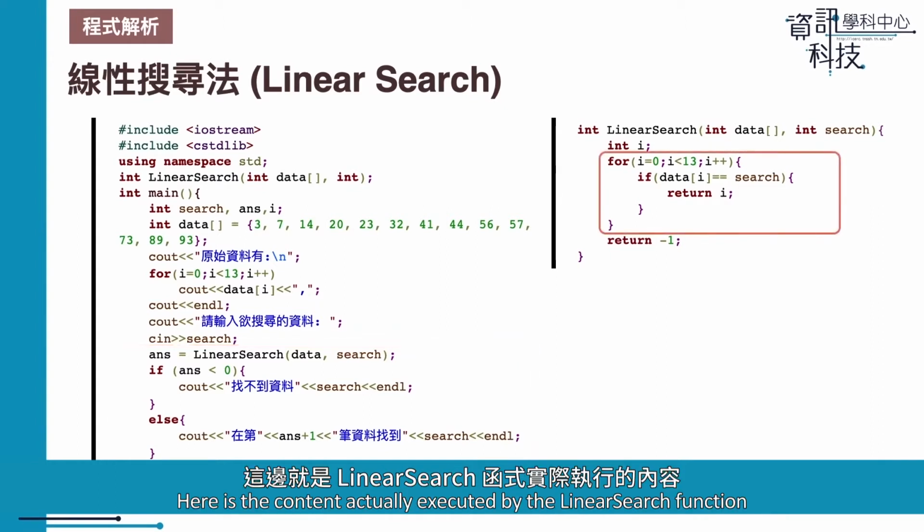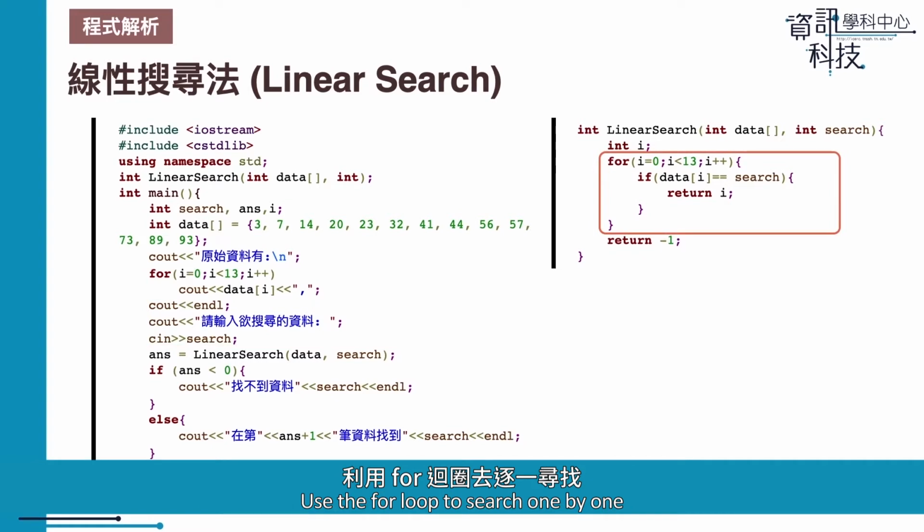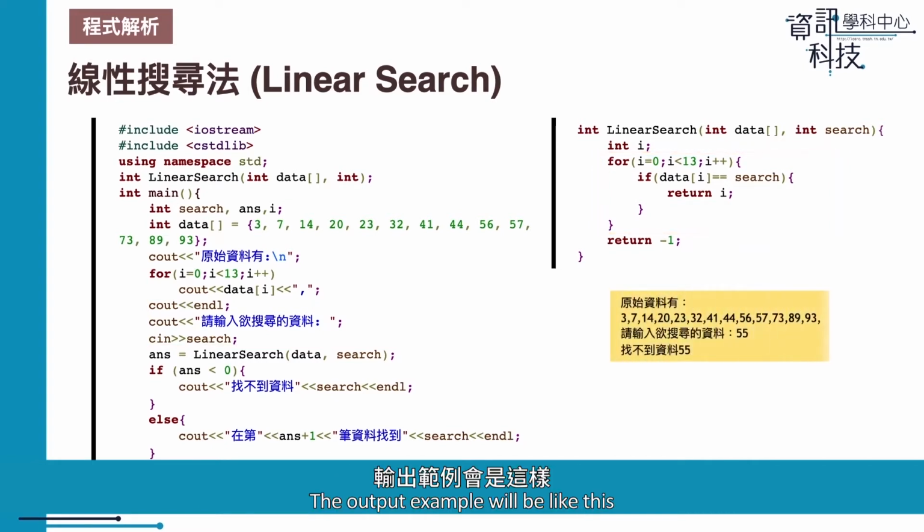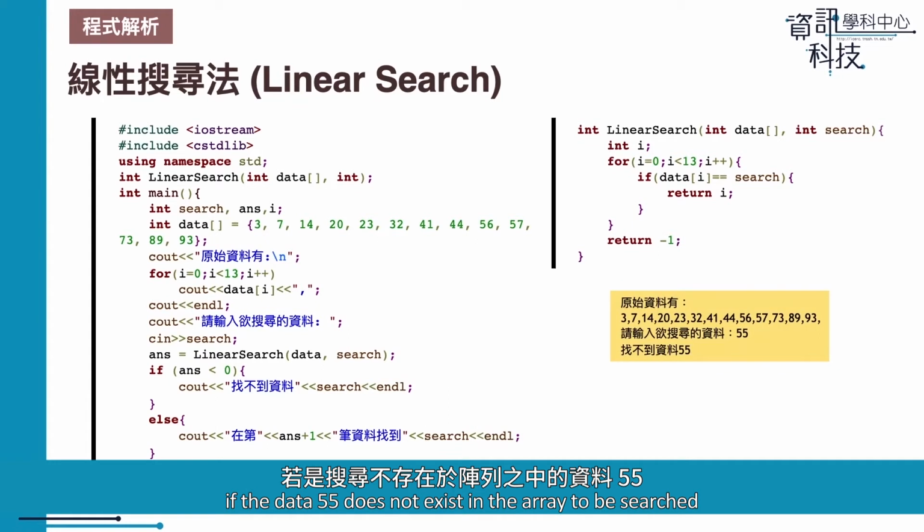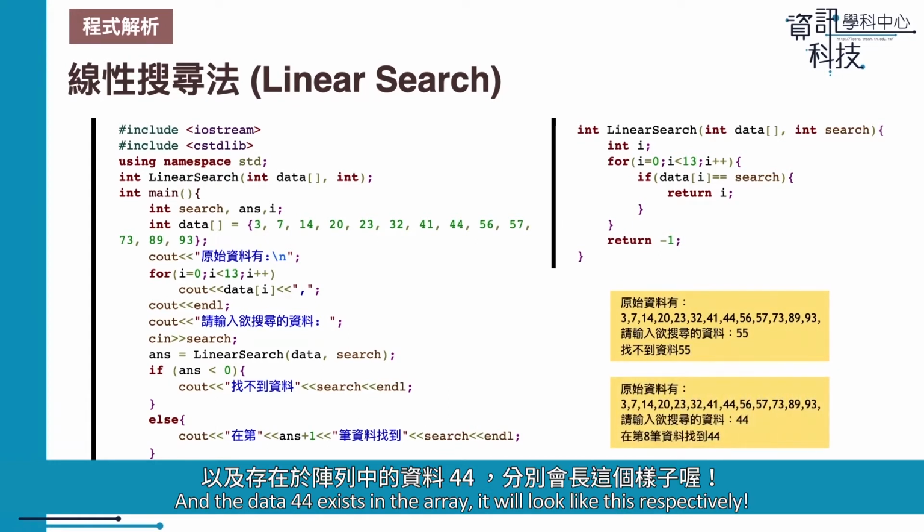Here is the content actually executed by the linear search function. Use the for loop to search one by one. The output example will be like this. If the data 55 does not exist in the array to be searched, and the data 44 exists in the array, it will look like this respectively.